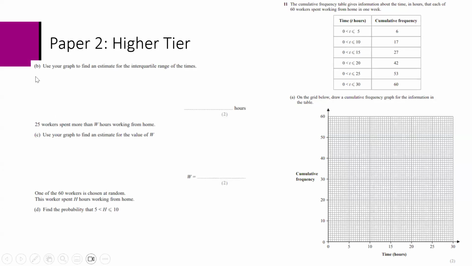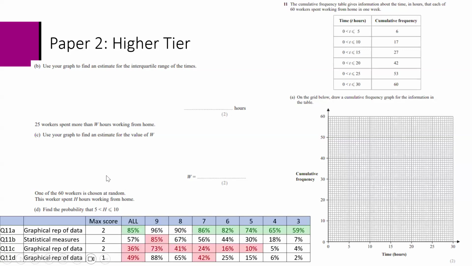What we then asked was, use your graph to find an estimate of the interquartile range. Use your graph to find an estimate of the value of W, where 25 workers spent more than W hours working from home. Now, there is a nuance to that. And then finally, the probability that the number of hours they were working was greater than 5 and less than or equal to 10.